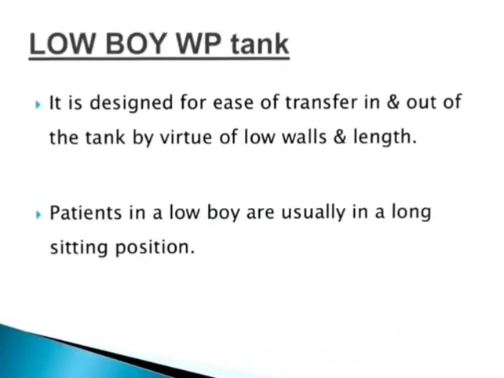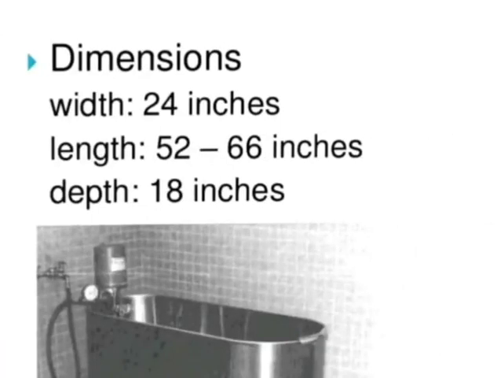Now the low buoy Whirlpool tank is designed for ease of transfer in and out of the tank by virtue of low walls and length. Patients in a low buoy tank are usually in a long sitting position. So basically the dimensions: width will be around 24 inches, length is 52 to 66 inches, and depth will be 18 inches.